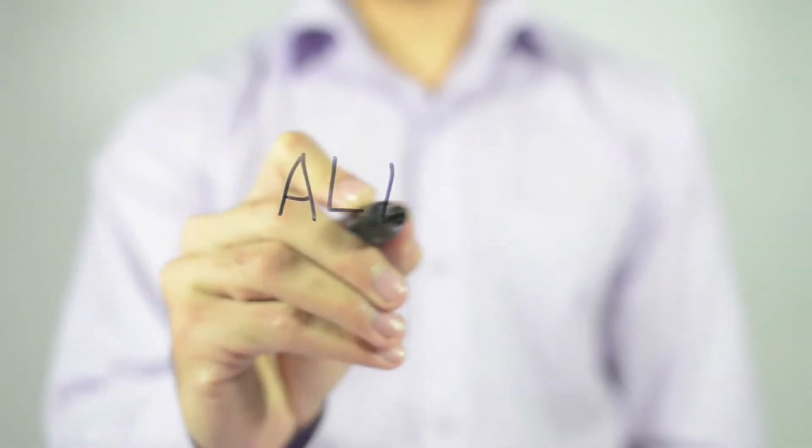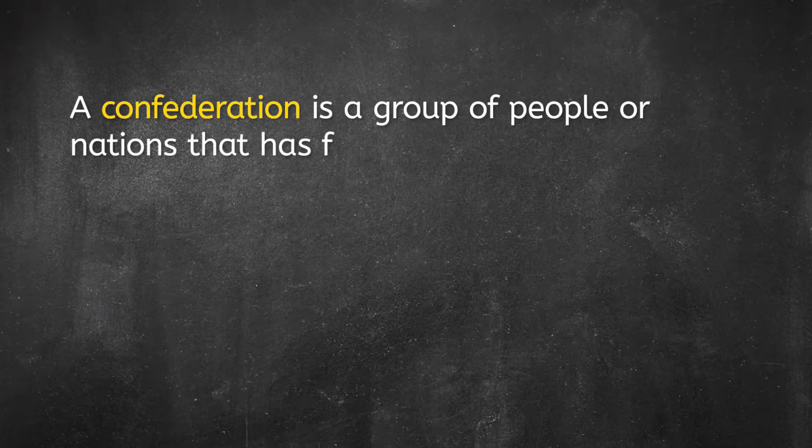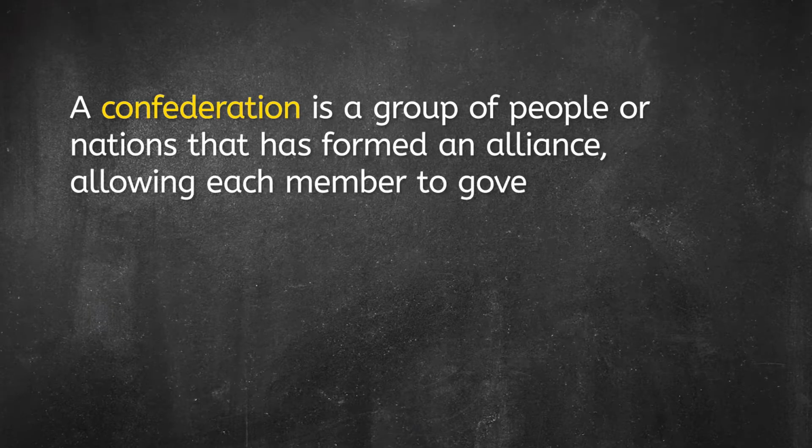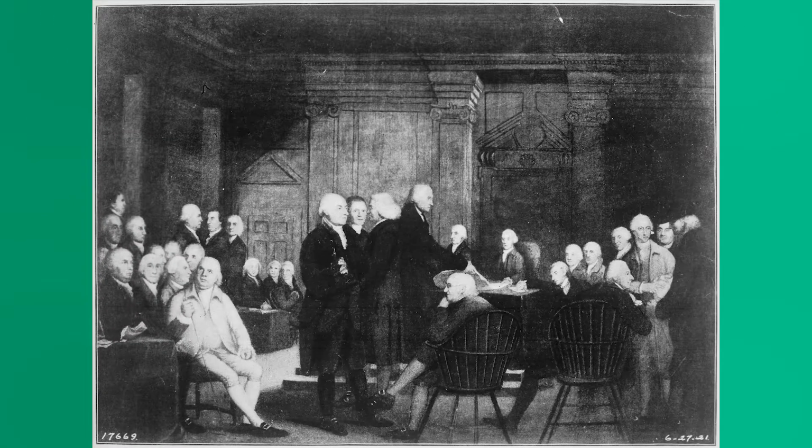Alert! We have a new word! A confederation is a group of people or nations that has formed an alliance, allowing each member to govern itself but agreeing to work together for common causes. This alliance placed certain responsibilities onto the national government and reserved all other responsibilities to the states.